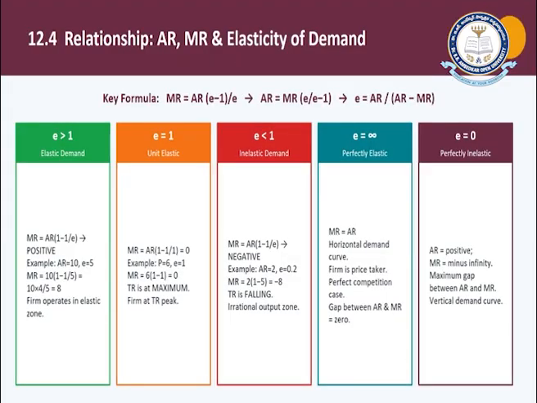Similarly, for unit elastic, MR equals AR times (1 minus 1 by 1), which is equivalent to 0. For example, your price equals 6 and elasticity is 1. So AR is 6, and MR equals 6 times (1 minus 1), which equals 0. TR is at its maximum; the total revenue is at its highest point.